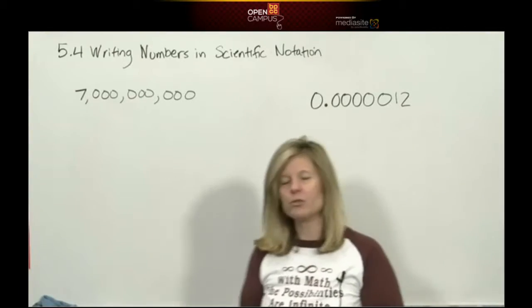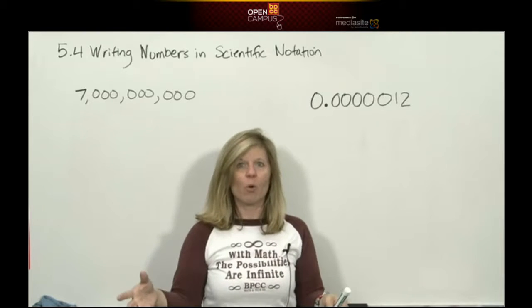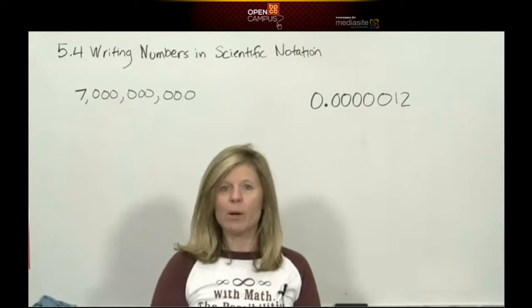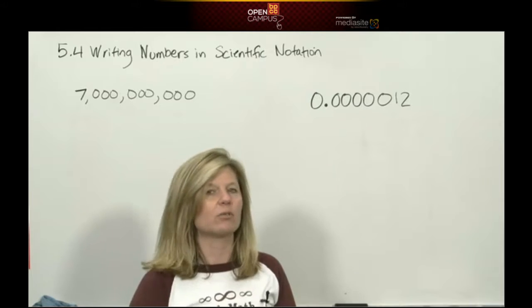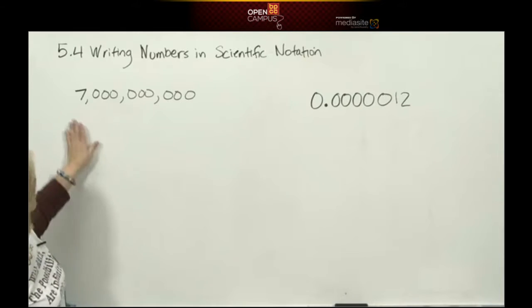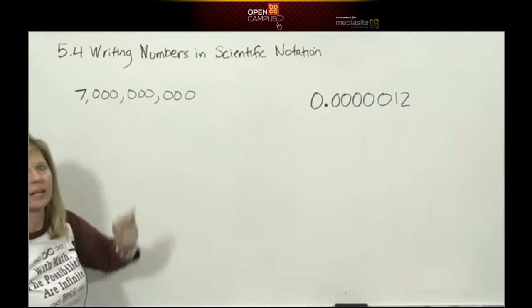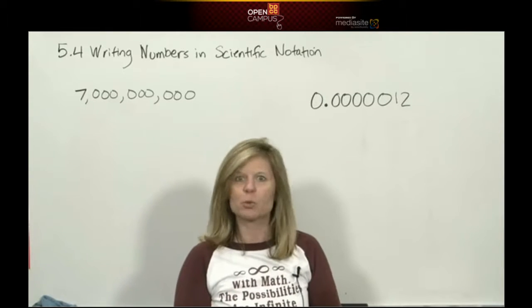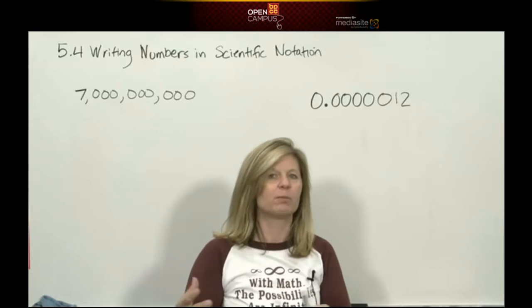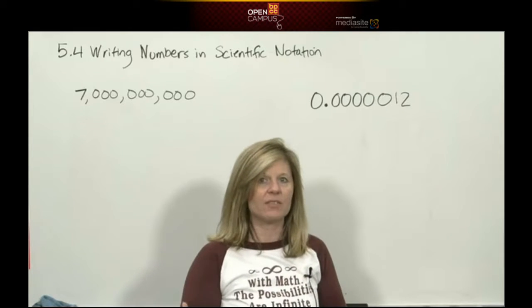Okay, everybody, I have two numbers here. They're in standard form, the way we're used to seeing numbers, and we want to convert them into scientific notation. So the first number I have here is 7 billion. And obviously we can see it has 9 zeros as placeholders. So in most textbooks, we don't want to write that number out with all those placeholders. So we're going to write it in scientific notation.